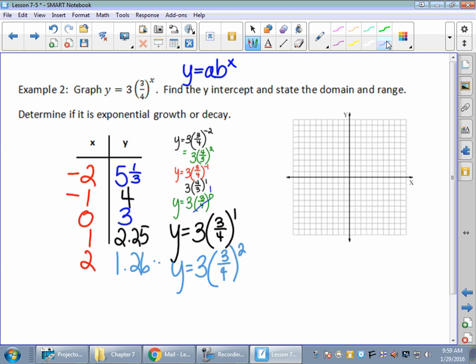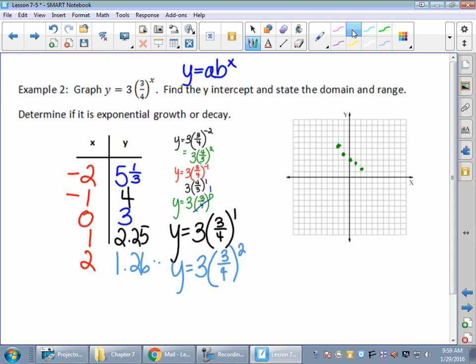So let's get these points on the graph. So -2 and 5 1/3: 1, 2, 3, 4, 5, and a little bit more. -1, 4. 0, 3. 1 and 2 1/4, and 2 and 1.26. And if we did others, they would end up getting closer and closer and closer to that x-axis. Do you see how we're going to have a curve?